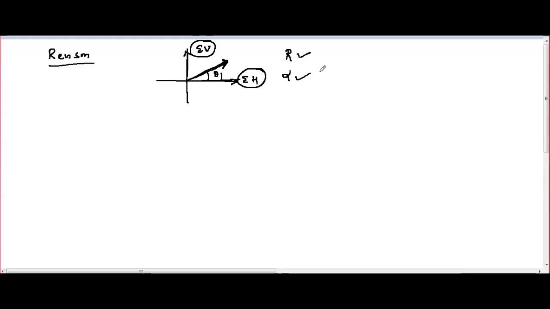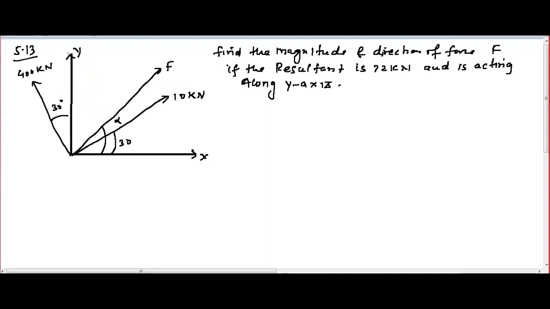Now see here, the question is a little tricky. What is given here? Two forces are given here. 10 kilonewton, this value is given, 10 kilonewton, this is 400 kilonewtons, right? And this is 400, now this is 40 kilonewton.